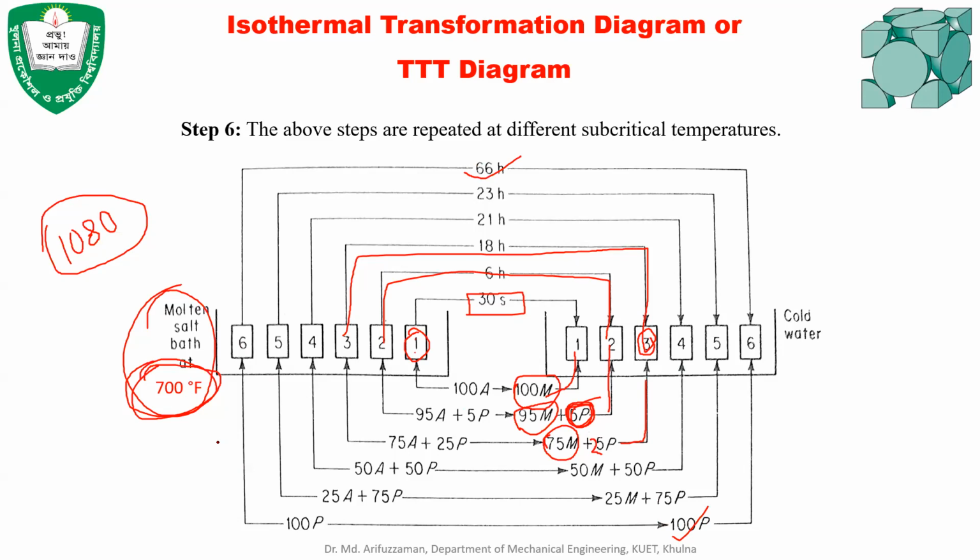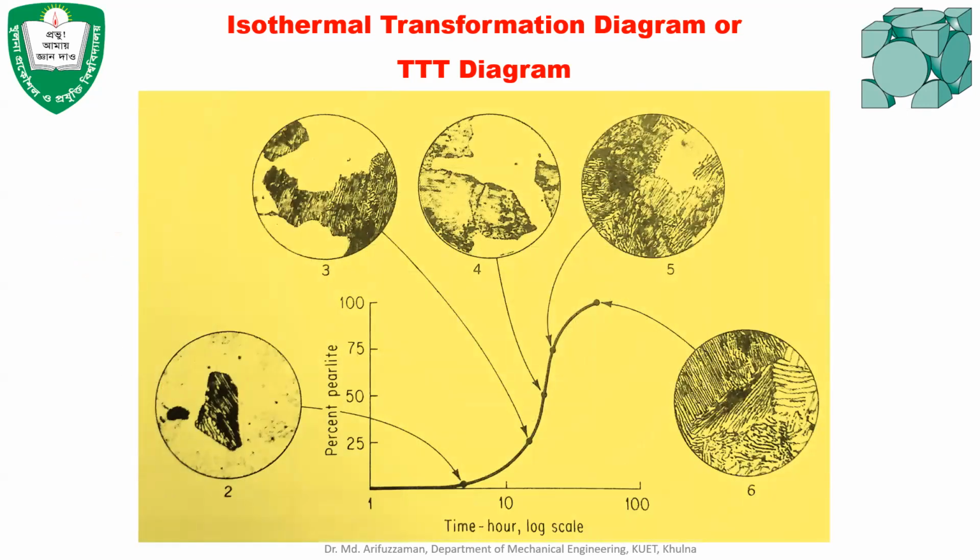Okay. Let's see how to generate the isothermal transformation diagram. And this is the graphic microstructural illustration. Like after 30 seconds, you get only 5% perlite, and the rest of it is martensite.